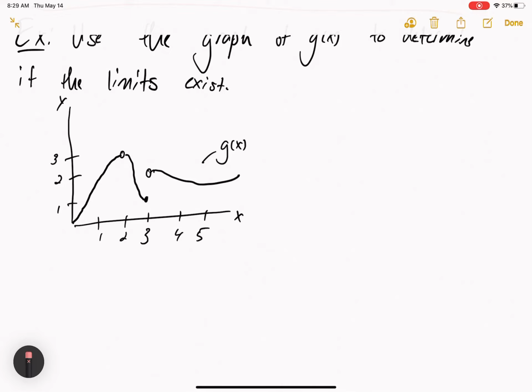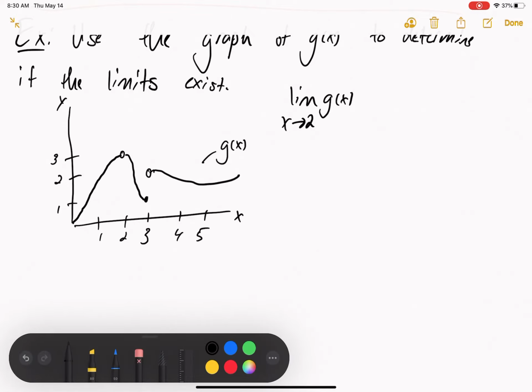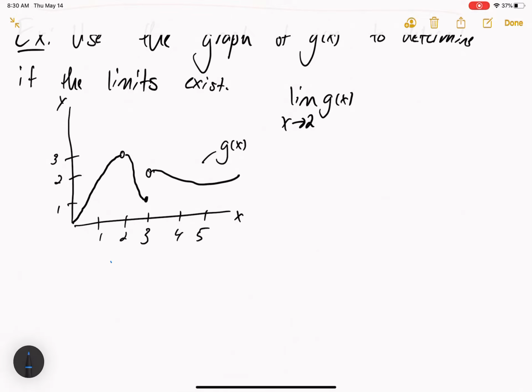So the first limit we're going to try to calculate is the limit as x goes to 2 of g of x. So again, as we approach 2 from the left, we get that this function approaches 3. And if we approach from the right, then if we just follow the function, it also approaches 3. So in this case, the limit of g of x as x goes to 2 is 3. And this will be our first section.